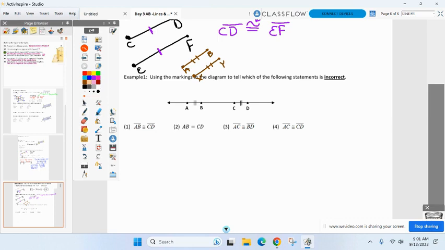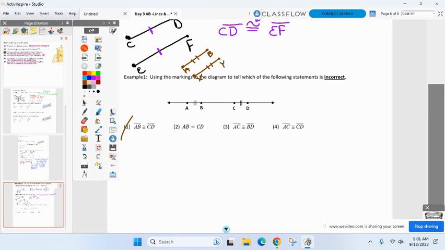I look at a diagram. I see these markings. Oh, they're congruent. That means they have the same length. So which one of these 4 is incorrect? Relax. Number 1, true or false? Is AB congruent to CD? Yeah, and the easy answer is because the hash marks are on that, right? AB equal to CD. True or false?